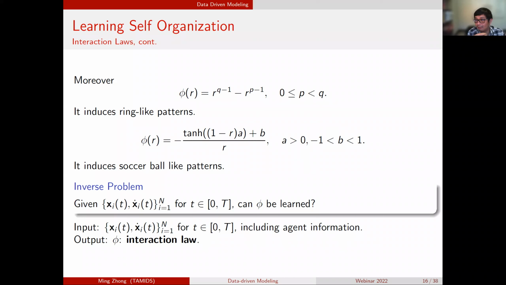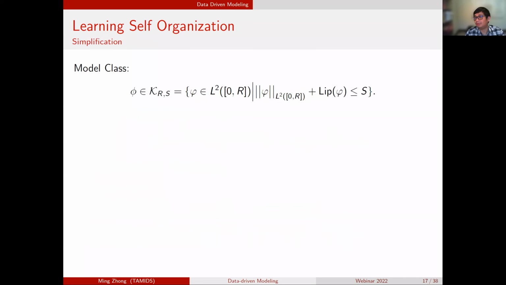In this case, I'm going to assume that I know everything about my observation data. I know which agent each observation corresponds to, so I can actually number my agents. I know the position, I know the state, and the state can be more than just position. I have all the agent information. The only thing that is unknown here is the interaction law, which governs how agent i prime interacts with agent i. That's the only unknown, and now I want to learn it.